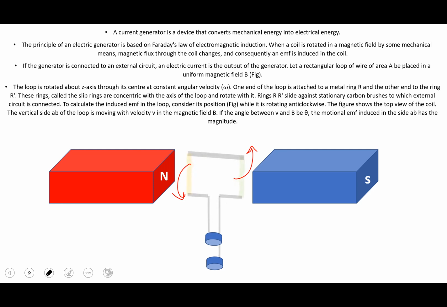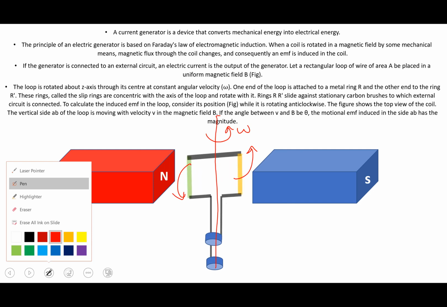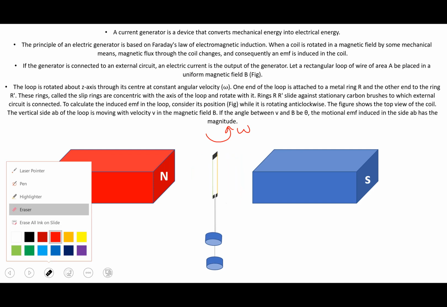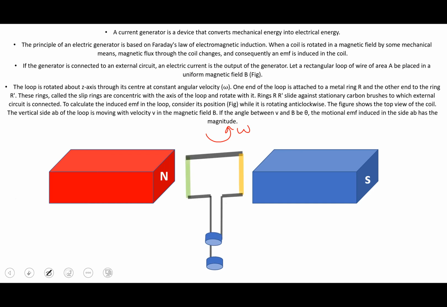So as you can see over here, it is rotating about its z-axis, right at the center point. So it is rotating in the omega angular velocity form. Just very clear now. If we increase the magnetic field or we increase the motion of the movement of the coil, it will rotate much faster and we get more and more current in this way.